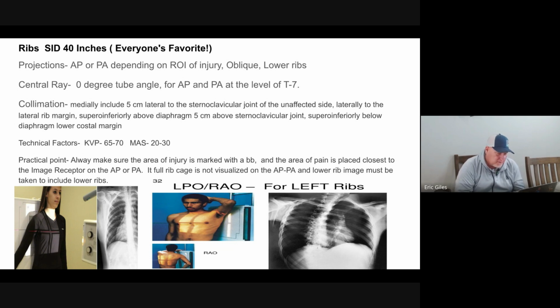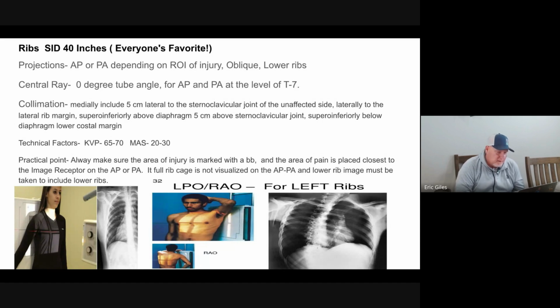Always make sure that the area of injury is marked with a BB. All the clinics should have a packet of BBs with a roll of tape. And a lot of you have asked me, what on earth is that for? That is for ribs. The patient is going to show you the region where they're hurting. You're going to tape a BB to that region. It just helps the radiologist know where they're hurting. It helps them diagnose rib fractures a little bit easier, so they're not searching everywhere. They have an area of interest, but that's the reason we use a BB.